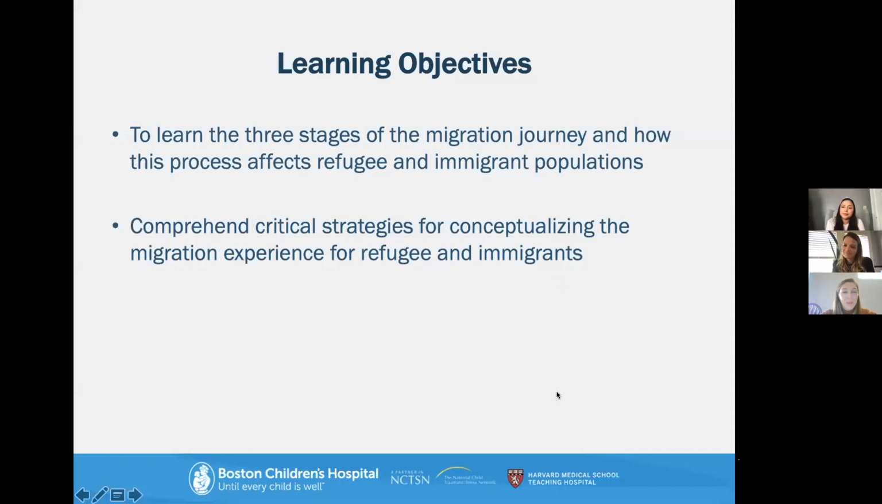Thank you both. Just to start diving into our content, the learning objectives for today's presentation are to learn the 3 stages of the migration journey and how it affects the process for different refugee and immigrant populations, as well as begin to comprehend critical strategies for conceptualizing the migration experience for refugees and immigrants.